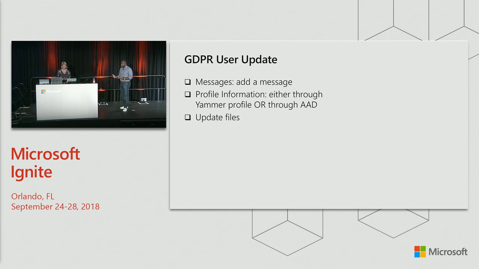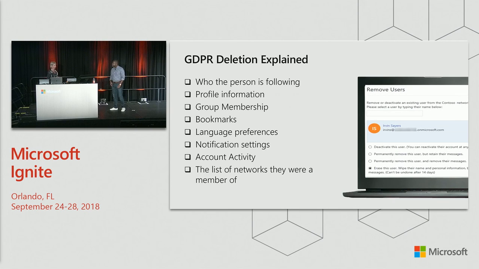For a user update, the user is able to update their profile either on Yammer or through AAD, which is automatically synced to Yammer. They're able to update messages by going to the message and using the edit functionality, and also are able to edit file content. And for GDPR deletion, we remove everything about the user. This includes profile information, who the person is following, bookmarks, topics, account activity, and what networks they're following.